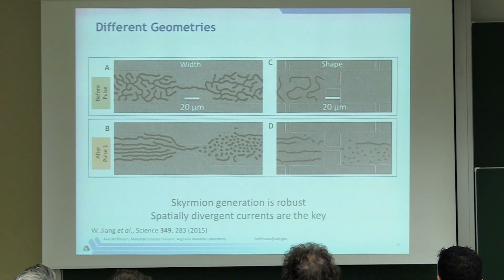You can do this in different structures. Whether the constriction is narrow or wide doesn't really matter. Even for wide ones, you get it. You may need a little bit more current. The shape also doesn't really matter all that much. It's a fairly robust and common mechanism.